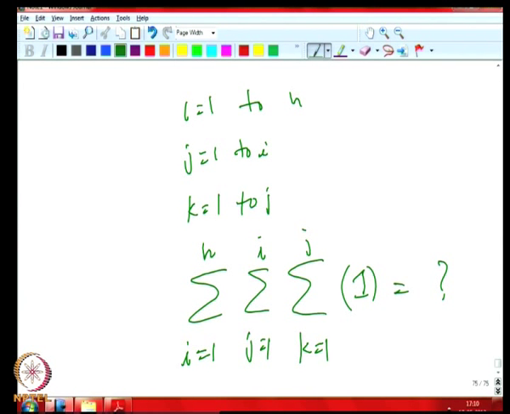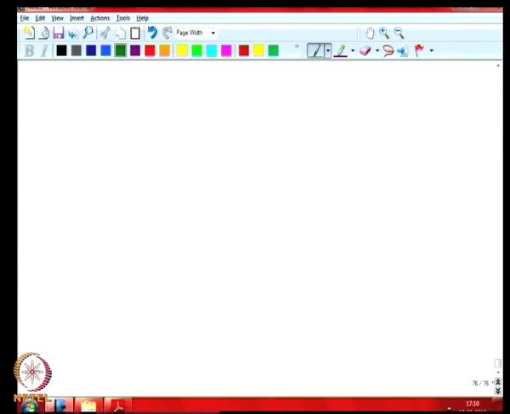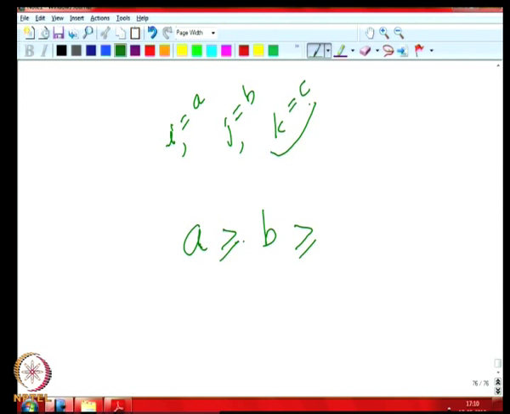The point here is that whenever your print statement is executed, there is a value of i, there is a value of j, there is a value of k. Say the value of i is equal to a, the value of j is equal to b, and the value of k is equal to c. You know that a has to be greater than or equal to b, because j is going only up to i. So the value j takes will always be less than or equal to the value taken by i, and similarly the value that k takes will be at most the value that j takes. This will be true.